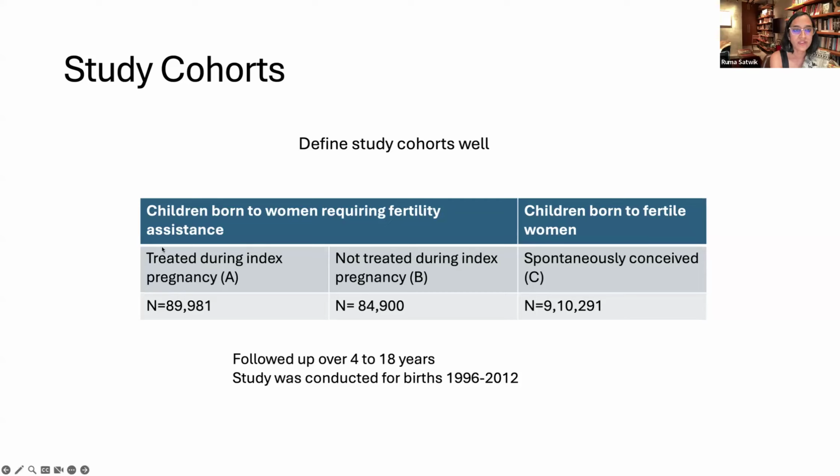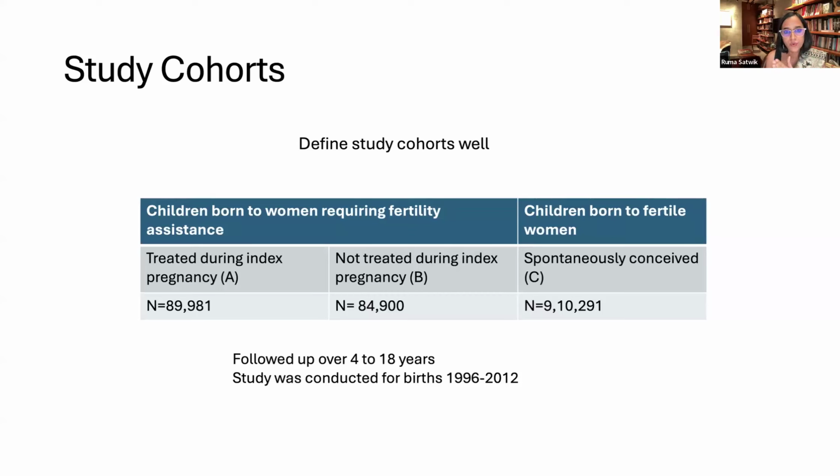And then you have children born to women requiring fertility assistance, but within them you have A and B cohorts. A is that group where the index pregnancy was conceived with treatment, and you have a group where the index pregnancy was not conceived with treatment, right? That identification was more or less accurately possible because of the four databases I showed to you.